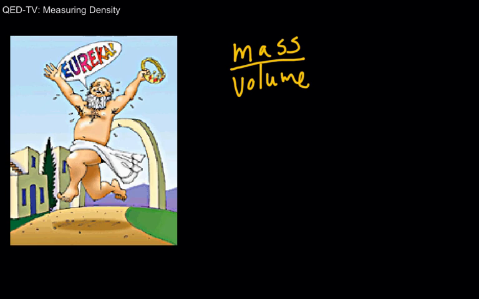And even if you had a small piece of gold, or maybe even a crown made of gold, if you found the mass of the object and divided by the volume of the object, you would always get a constant number for that particular element, like gold. And so this ratio of mass divided by volume, he called the density of an object.